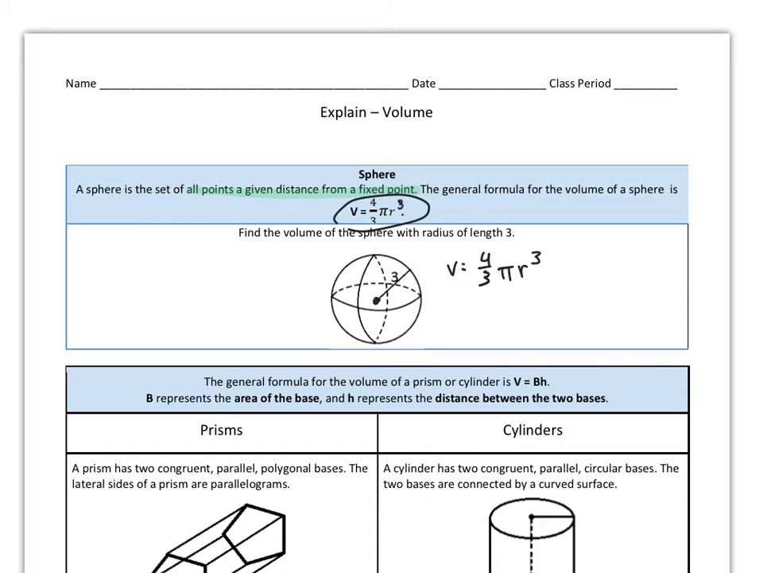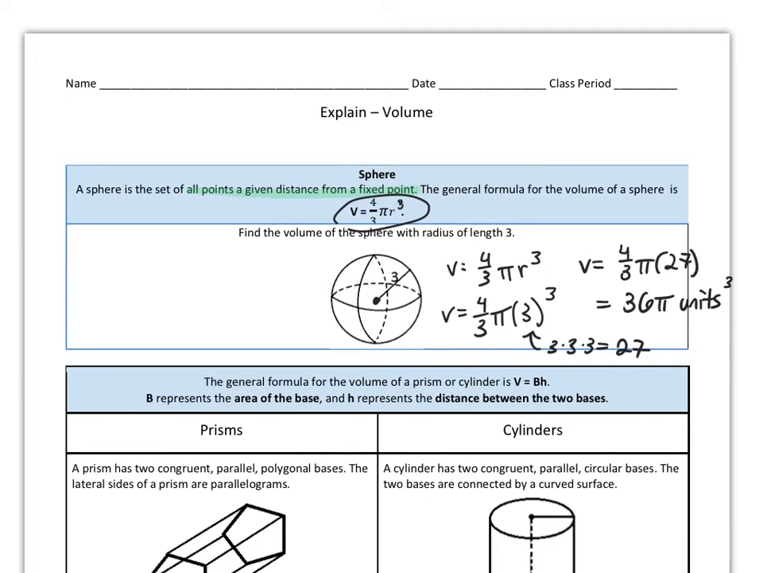So instead of writing r cubed, I'm going to write 3 cubed since my radius is 3. 3 cubed is 27 because 3 times 3 times 3 is 27. So then our volume simplifies to 36 pi units cubed. So the sphere is straightforward. Just substitute your radius into the formula and find the volume.